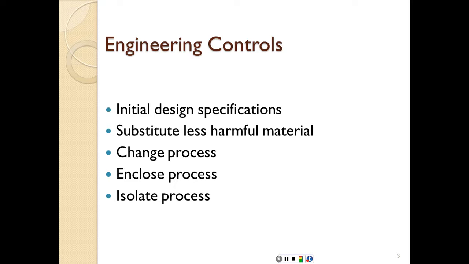Change the process or enclose the process. For example, if there's going to be some fumes, some sparks, or some debris, if we can enclose it by putting some shields around the operation itself, that can protect the other employees on site. Or isolate the process. So all of these are engineering controls that can be adopted in redesigning the process itself to minimize the exposure of the employees.